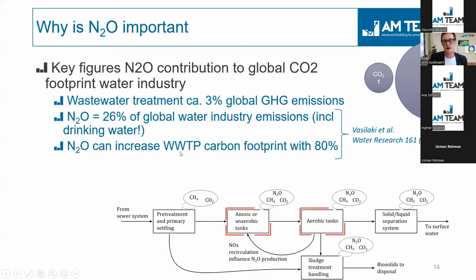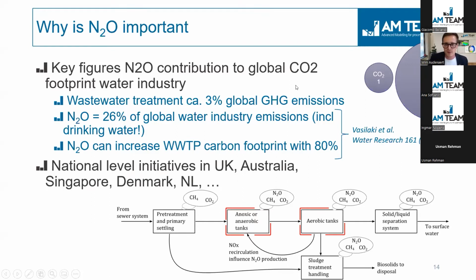N2O can increase the wastewater treatment carbon footprint by up to 80%. There are several papers on that. Where is it coming from? I think most of you are also familiar with it. It's coming from the biology mainly. There are a couple of other sources, but anoxic zones, aerobic zones, biological nutrient removal.